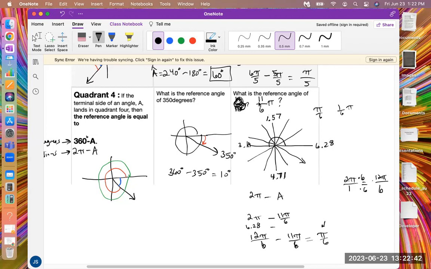So if you turn this into a decimal by doing 11 times pi in your calculator, you get an answer, and then divide that by 6, you would find that that's 5.75. And that's how you would have known that that angle is in quadrant 4, because it's between 4.71 and 6.28. You also could then just subtract 6.28 minus the 5.75 to find an approximate answer.